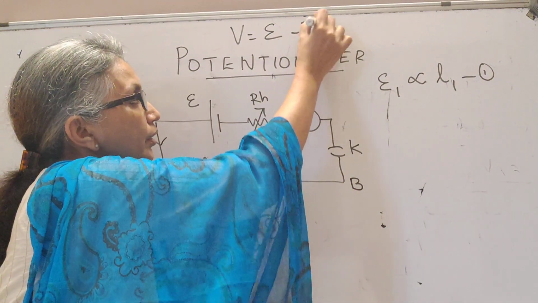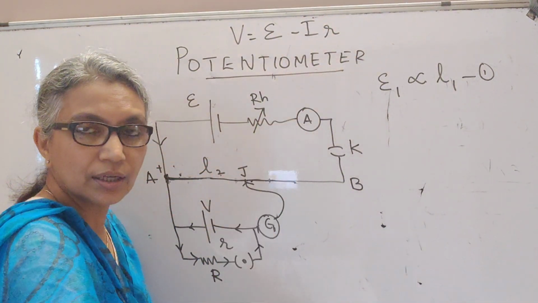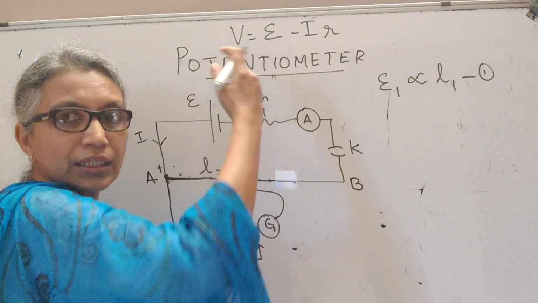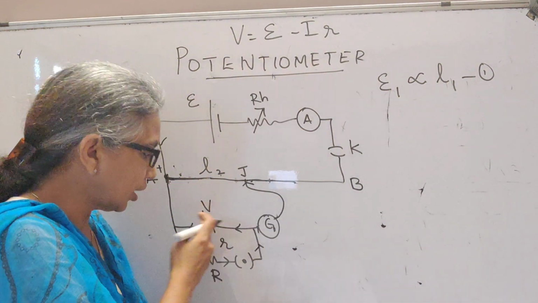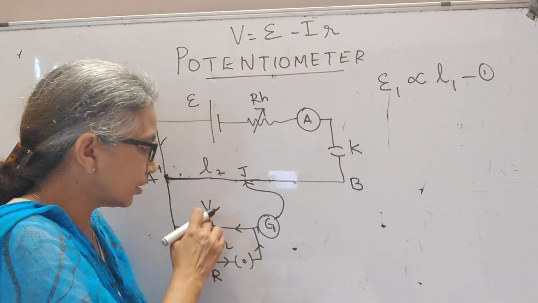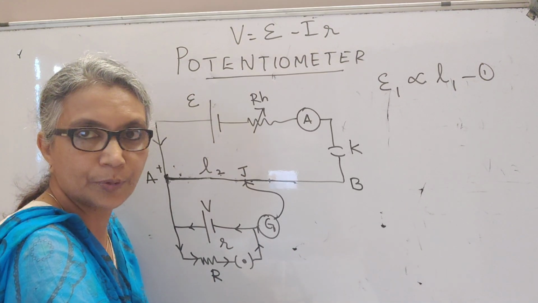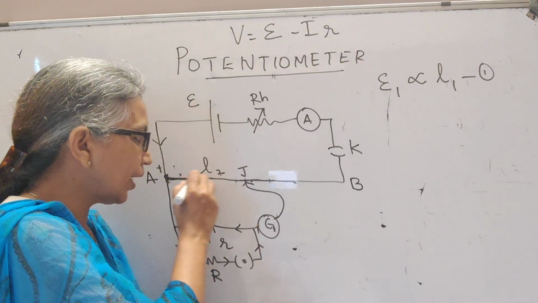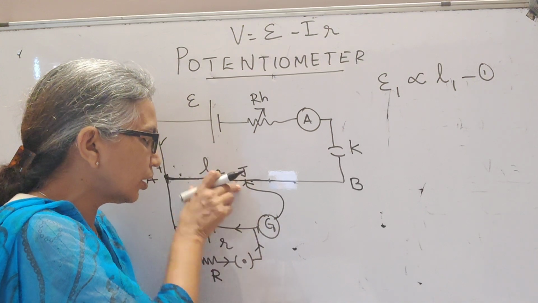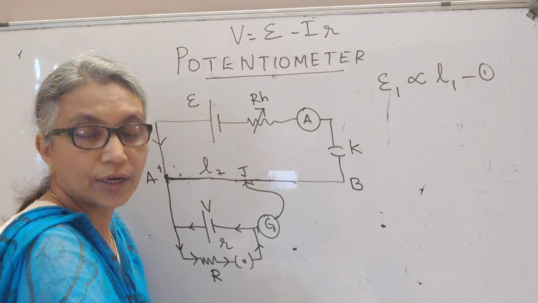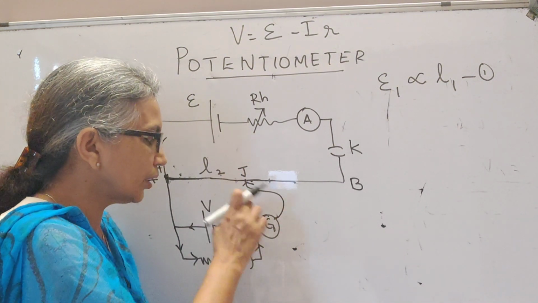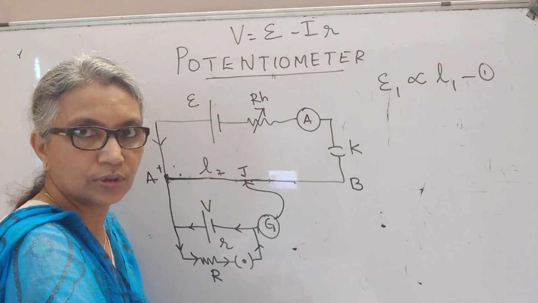Now, when you are allowing current to pass through the cell, your V, as you know, is equal to E minus Ir. So I told you this V will be lesser than E. So let's say when you allow current to pass through the cell, this V dropped to, let's say, 1.8. So now your balance length, this much length of wire, will only have 1.8 volt, and that is why your galvanometer now shows zero deflection.